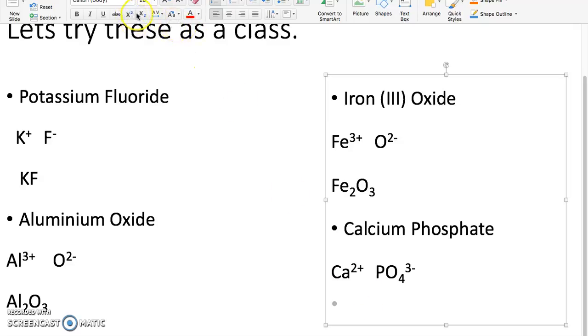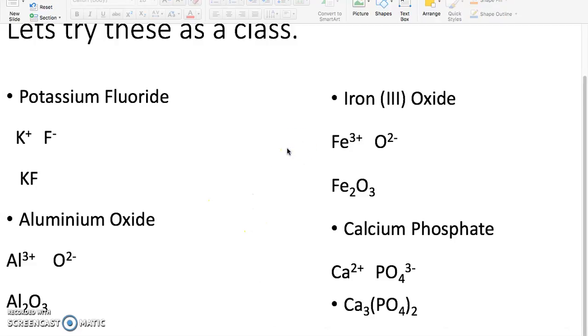So the calcium is going to be Ca3, and then the phosphate is PO4, and then 2. Because we now have -6 charge from the phosphate and a +6 charge from the calcium, they balance out. These specific examples are quite complicated: iron oxide, calcium phosphate, and aluminium oxide, and if you know how to do those, you're well on your way to understanding how to write ionic formula.